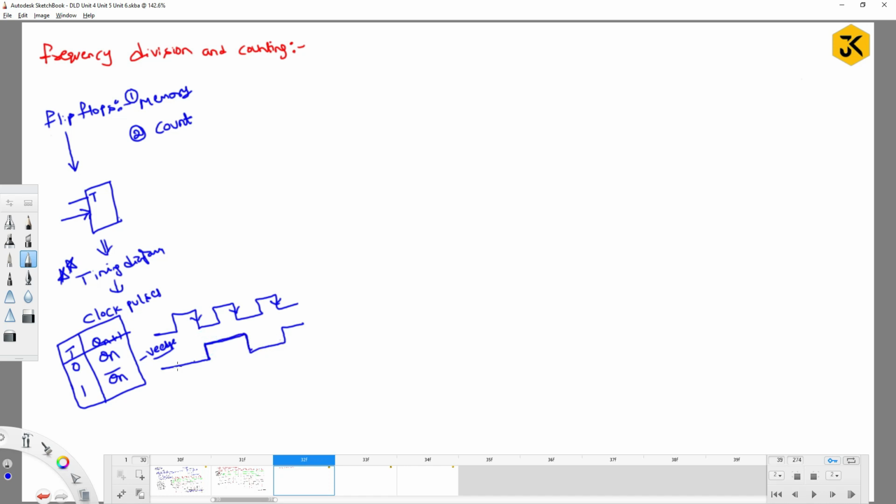I am trying to say that at the negative edge, it is going to toggle its value. As it is low, it has toggled to high. As it is high, it has toggled to low. As it is low, it has toggled to high. Now you can also count these clock pulses.